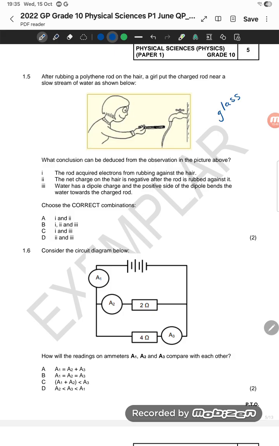Okay, what conclusion can be deduced from the observations pictured above? Okay, the rod acquired electrons rubbing against the hair. Yes, it did, because with static electricity, remember, electricity flows through wires and conductors. Static electricity is static. You've got maybe some extra electrons on your hair or on wool, and they transfer onto the glass rod.